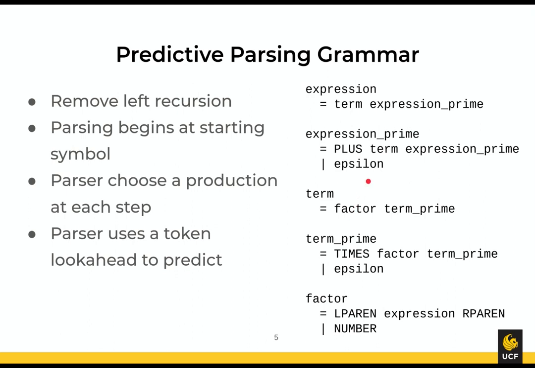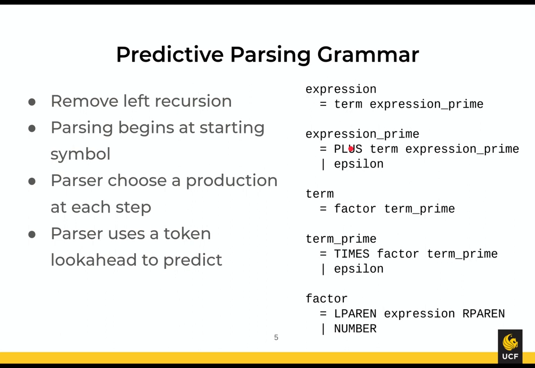Okay, so just a review of our predictive parsing grammar. This is due on Thursday, so go over it, go over the homework, go over the lectures. This is what the expression grammar now looks like. We have an expression expands to term followed by expression prime. Expression prime is our new right recursive non-terminal. Expression prime now starts with plus or minus.